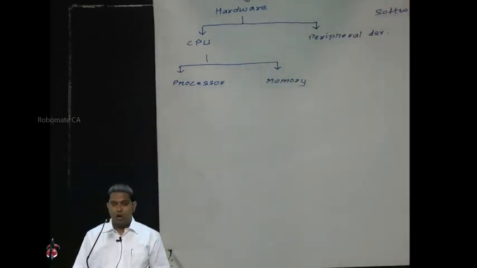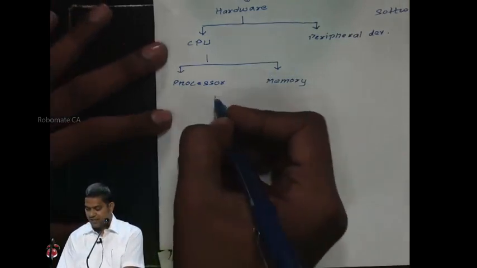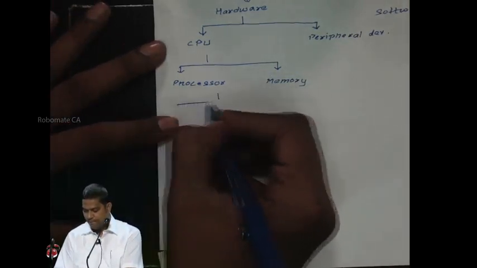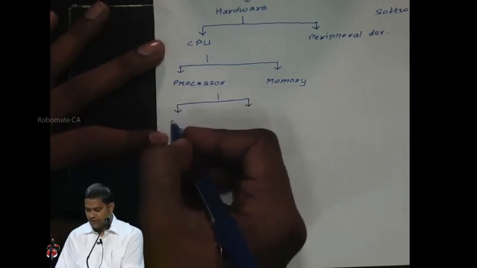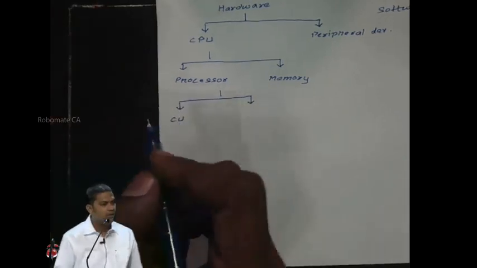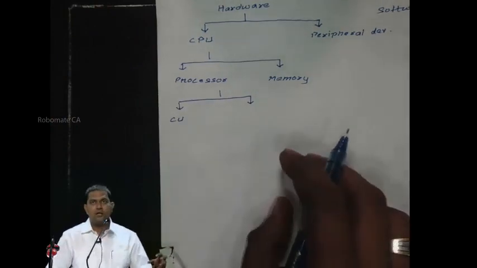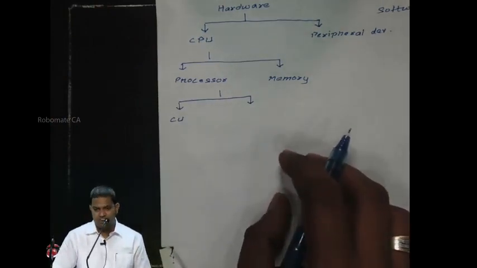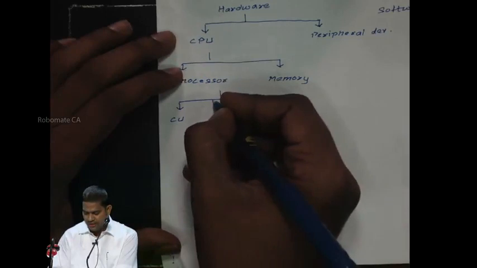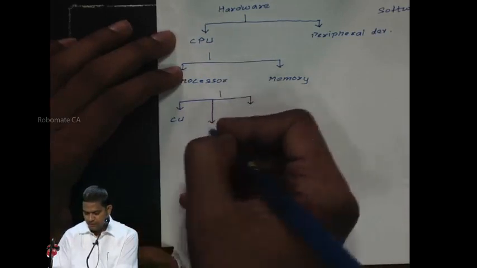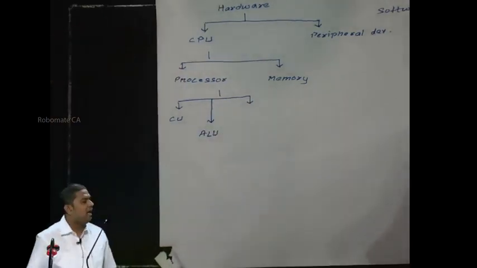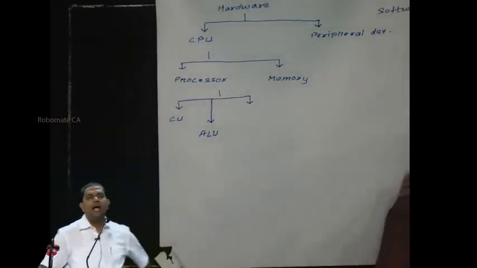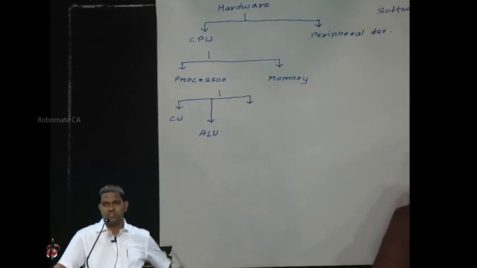Then, when we talk about the processor, it is further divided into 3 parts. One is called the CU, as you know. The control unit controls the functioning of the processor. Next is the ALU, that is, the arithmetical and logical unit. All the arithmetical and logical operations.